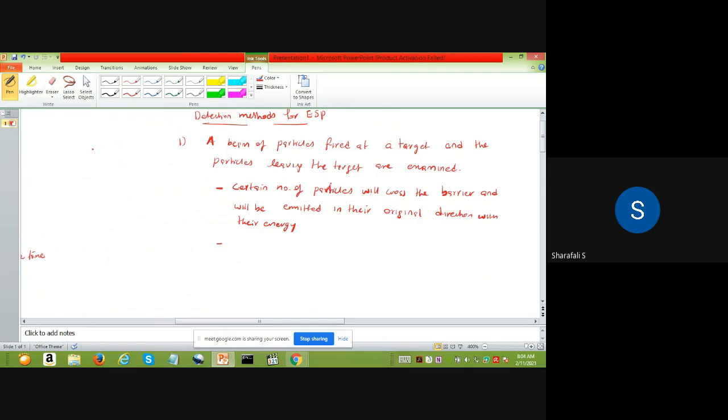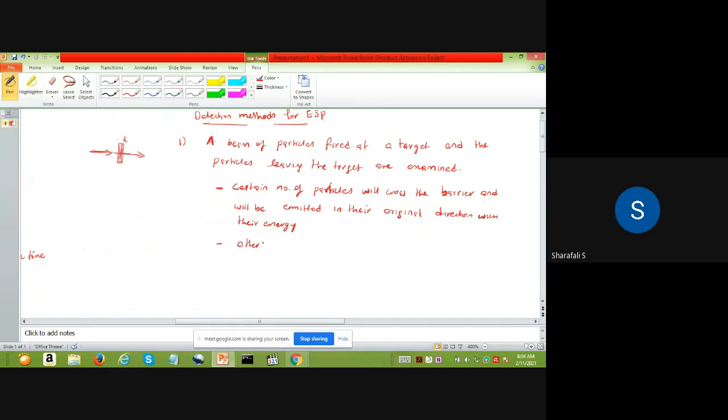If it is coming in this direction, for example, if you consider this is your beam of particles coming to this particular target, they will just cross this target and come out in the same direction with the same energy, which means that nothing happened in this particular region. That can be one of the possibilities.